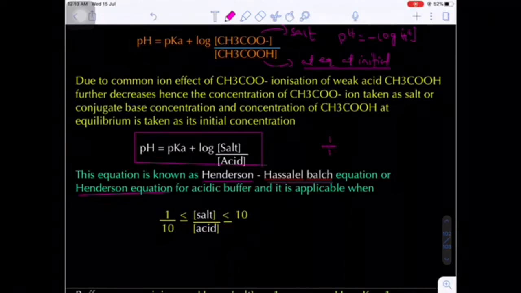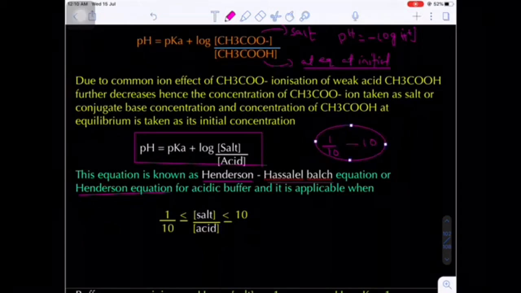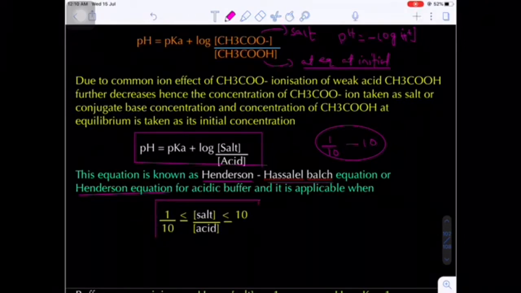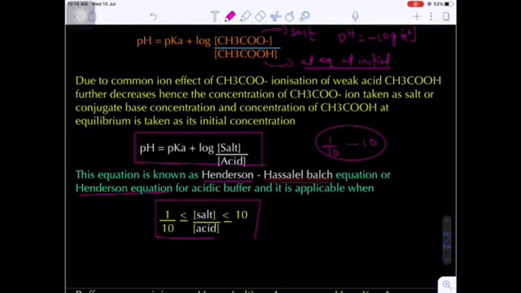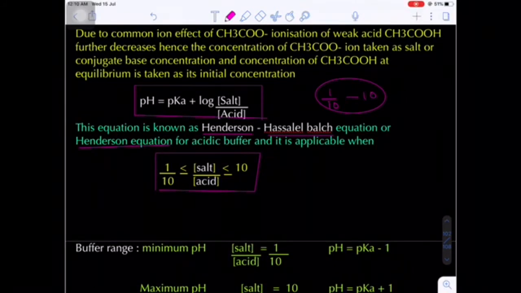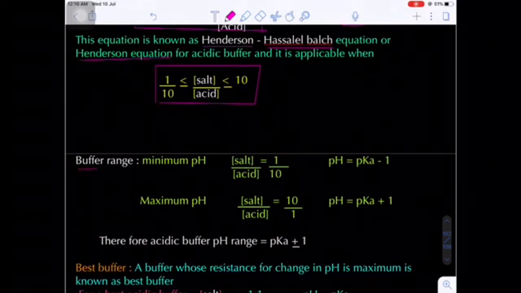Now the limitation of this equation: if the salt concentration and acid concentration ratio lies between 0.1 to 10, then this expression is valid. Otherwise we have to see the salt hydrolysis concept. Okay, this is very important. This is the only condition when we can apply the pH calculation for a buffer solution: if the salt concentration by acid concentration lies between 0.1 to 10, then only this Henderson equation is valid.